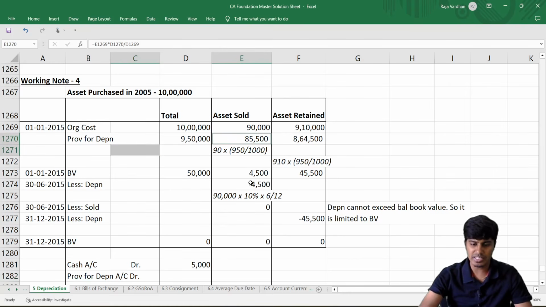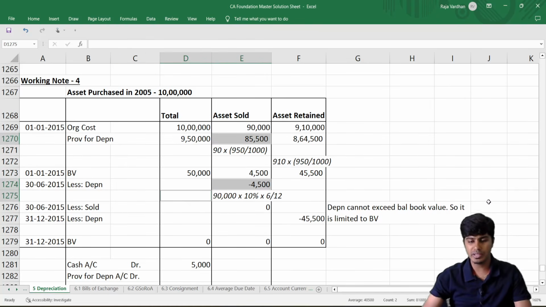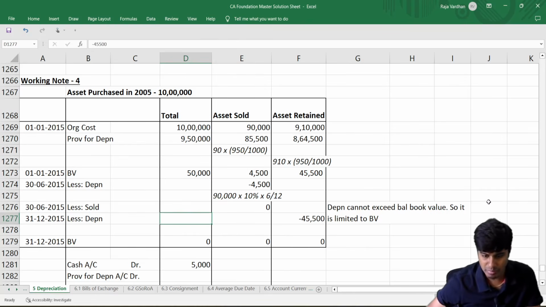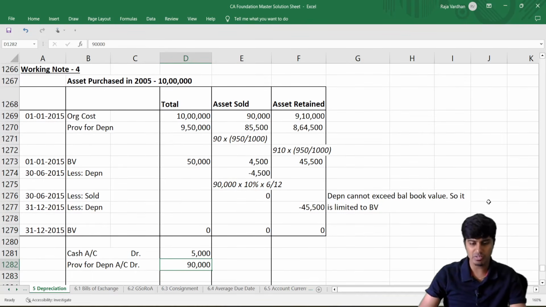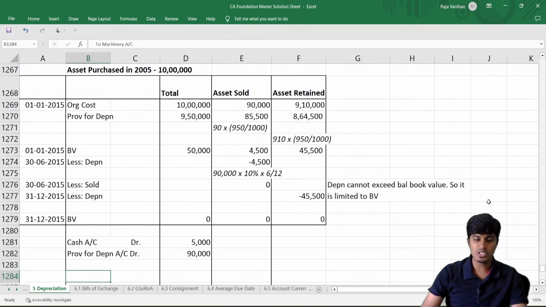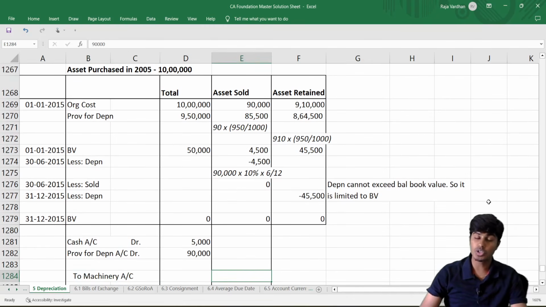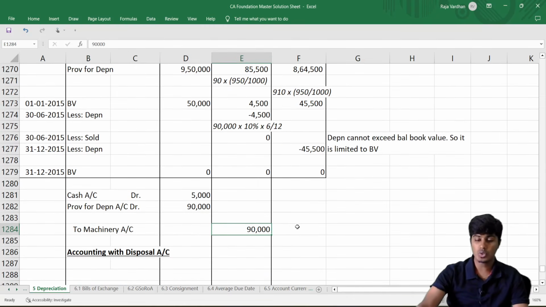Further, we depreciated the asset in the current year for 4,500. So the depreciation on this asset will be 90,000. Am I right? So depreciation on this asset will be 90,000. The original cost of the asset is 90,000, and this 90,000 worth of asset, which is fully depreciated, is sold for 5,000. So the difference of 5,000 is our profit.